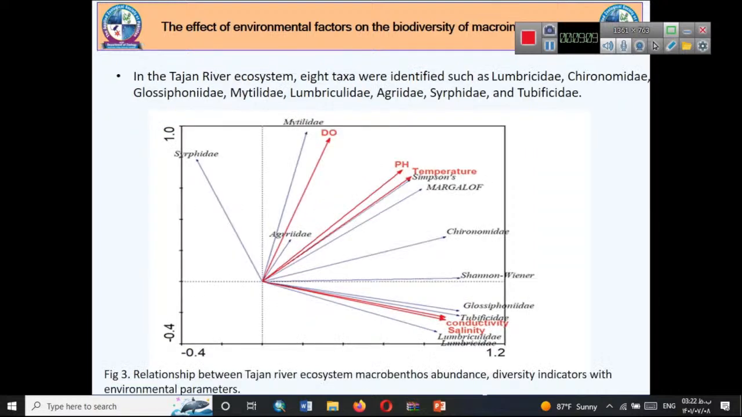Here we show the effect of environmental factors on biodiversity of Tajan River macrobenthics.